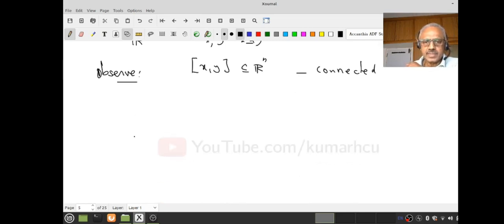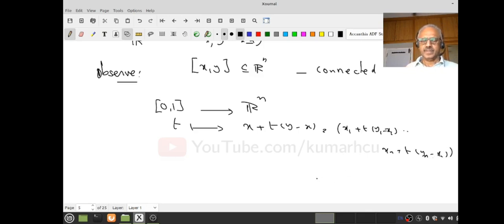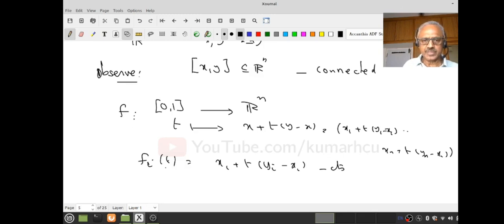Why? Because let us look at the map from [0,1] to Rn given by t going to x plus t times (y minus x). As we have seen, this is x1 plus t times (y1 minus x1) and so on, up to xn plus t times (yn minus xn). Call this map f, therefore fi of t is xi plus t times (yi minus xi). These are all first degree polynomials in t, therefore they are continuous. Therefore the map f itself is continuous.